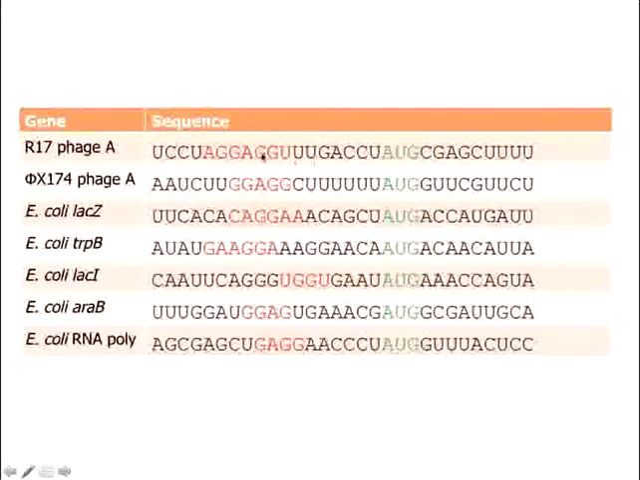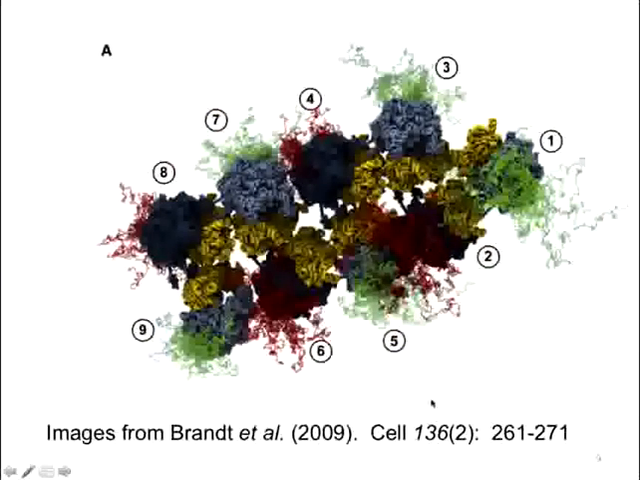Now, here's a bunch of Shine-Dalgarno sequences we can see in a variety of messenger RNAs. All of these are coming from prokaryotes here, E. coli, and also phage viruses have these as well, because ribosomes are required to read the mRNA to make the proper polypeptide chain. And I've lined up the start codons all here so you can see how they fit together.